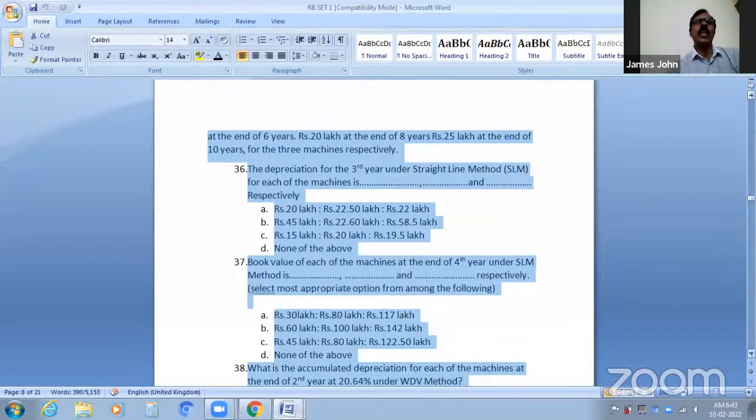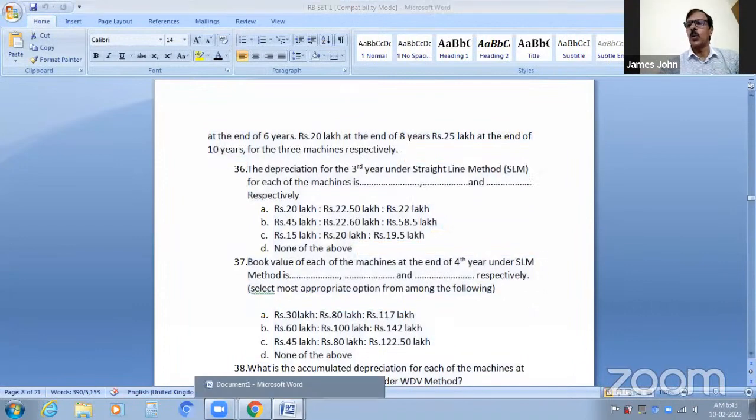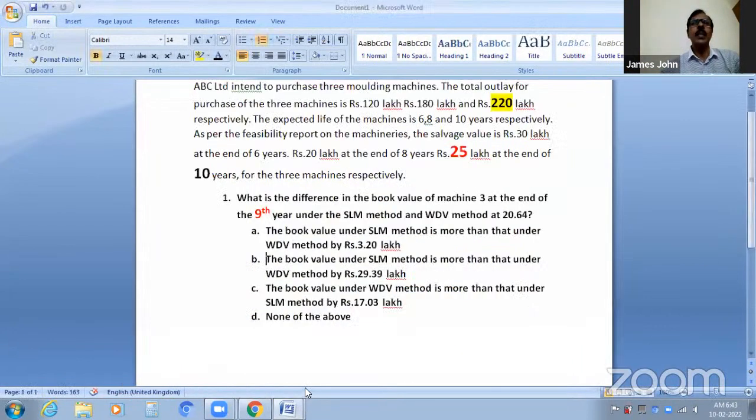See, you forget about these lakhs. Put a simple question. The original cost is 100 rupees. Its salvage value is 20 rupees. What is the depreciable base? Original cost is 100 rupees, minus salvage 20, divided by number of years must be the every year depreciation. Yes, its useful life is 10 years.